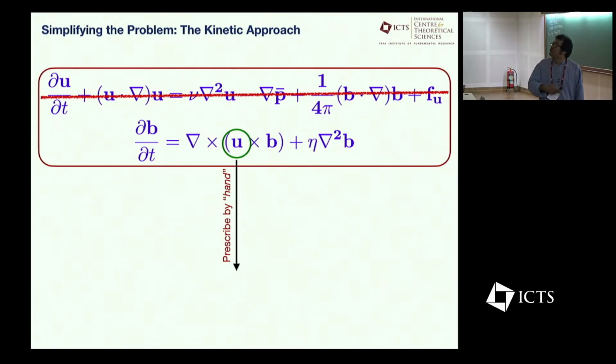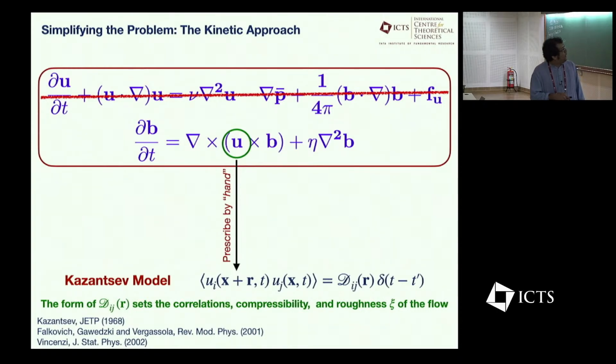And this is not so uncommon in our business, because you have things such as this passive scalar problem of Kraichnan, etc., where you play exactly the same game. So this is the most well-known example of this, which has led to very interesting results. It's what's known as the Kazantsev-Kraichnan model, where you essentially prescribe certain correlations on the u field.